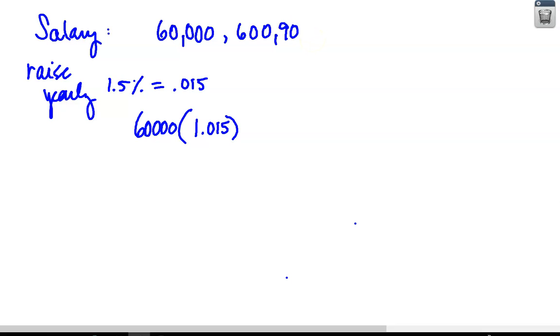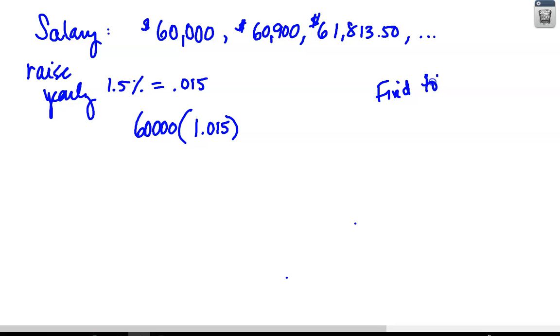Okay, this is going to be a little hard to tell, so I'm going to use a dollar sign. $60,900. Okay. And then I'll multiply by the 1.015 again. So I get about $61,813.50, and then that's going to keep going as I go on. Okay, so let's say that the question said, let's find your total amount made, so your total money over the first 5 years.